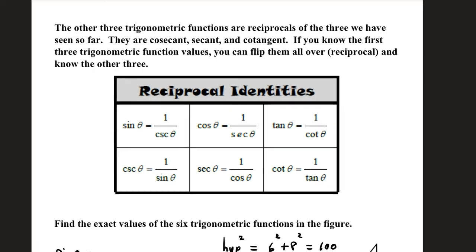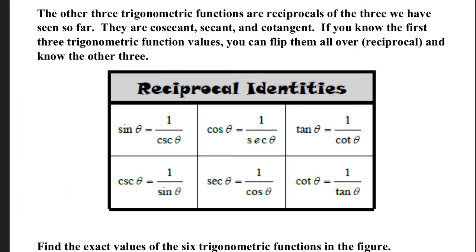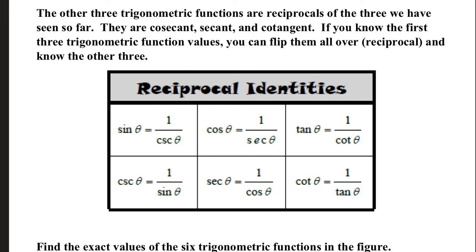The other three trigonometric functions are reciprocals of the three we have seen so far. They are cosecant, secant, and cotangent. If you know the first three trigonometric functions, you can flip them all over or take their reciprocal, and you've got the other three.